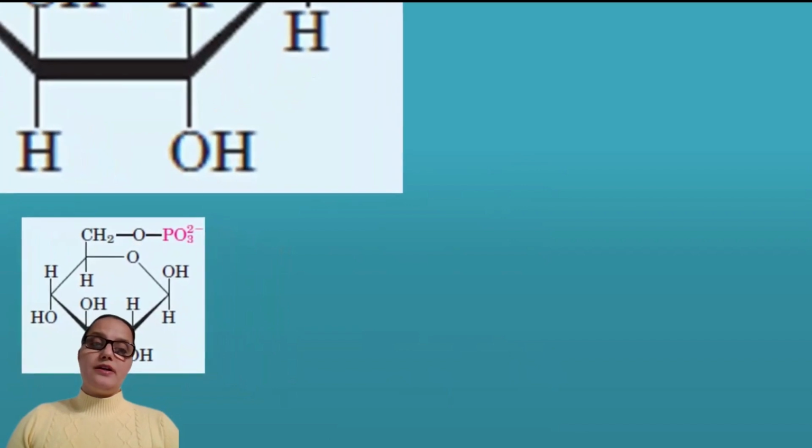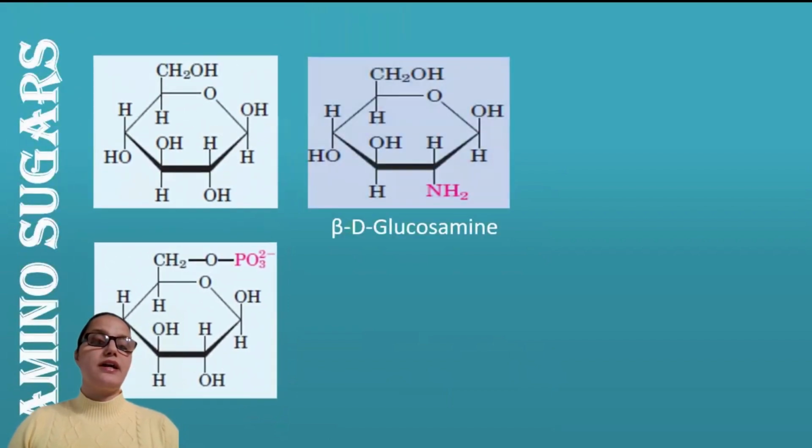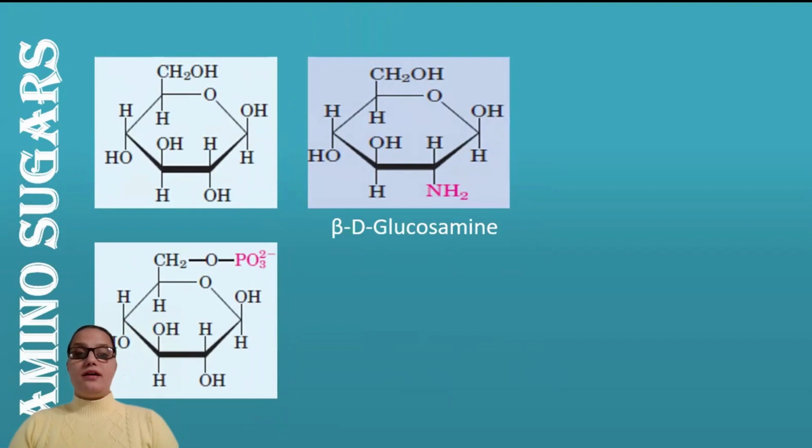Now, similarly, we have done this, although just to keep all the derivatives of sugar in one place, I've redone it. When this hydroxyl at carbon number 2 is replaced by an amine group, then beta D-glucosamine is formed. Now, this beta D-glucosamine has been formed.